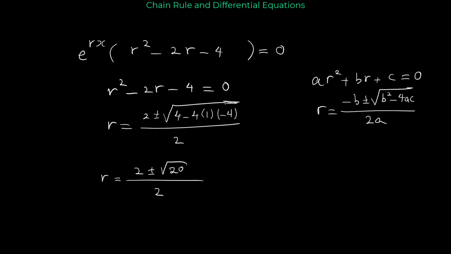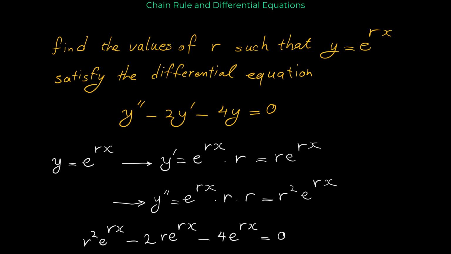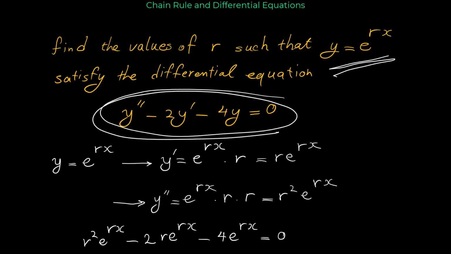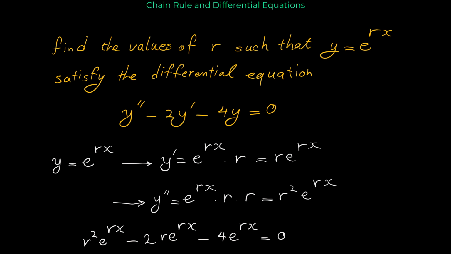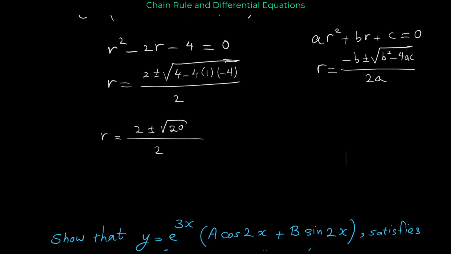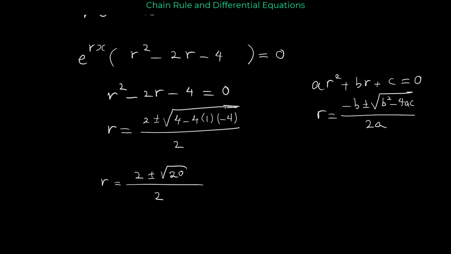So the r values that make this function a solution for this differential equation are those numbers. If you want, you can simplify this answer that we got here. If you pay attention, we can write 20 in the radical as 4 times 5. Radical 4 is 2, so we can write it as 2 plus minus 2 radical 5, over 2.